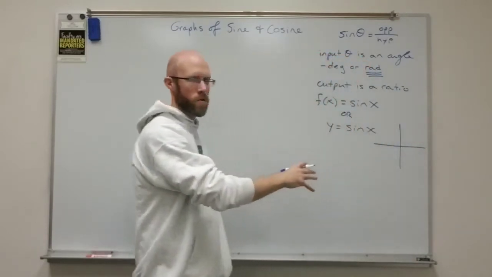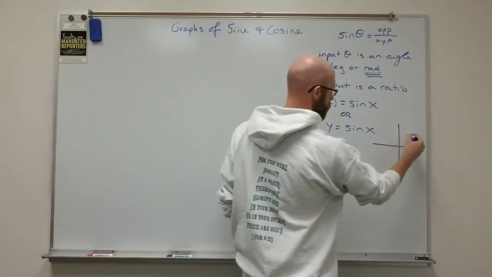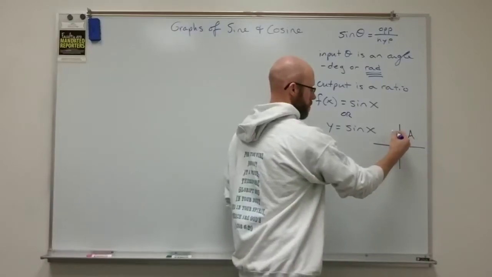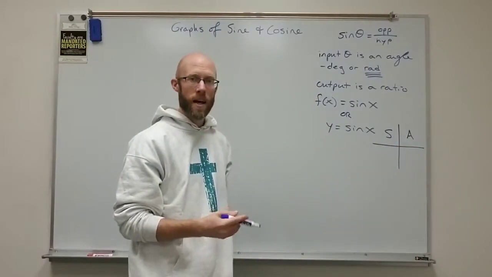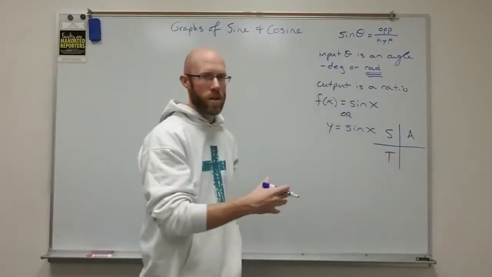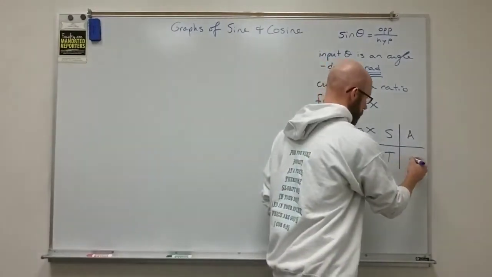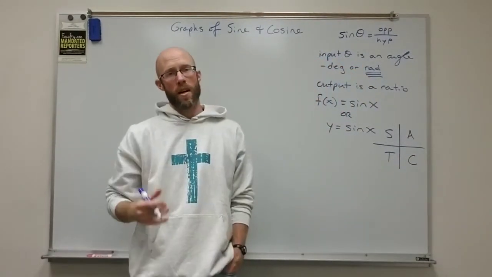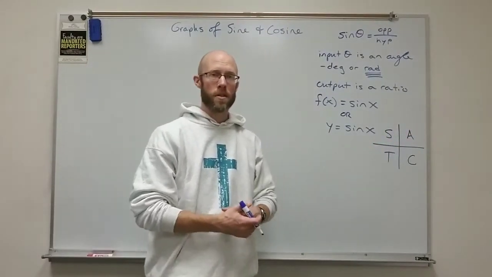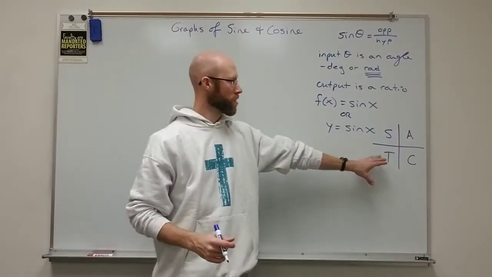in the different quadrants, we know which trig functions are positive and negative. We know that in the first quadrant, all of the trig functions are positive. In the second quadrant, the sine and its reciprocal cosecant are positive. In the third quadrant, the tangent and its reciprocal the cotangent are positive. And in the fourth quadrant, the cosine and its reciprocal the secant are positive.